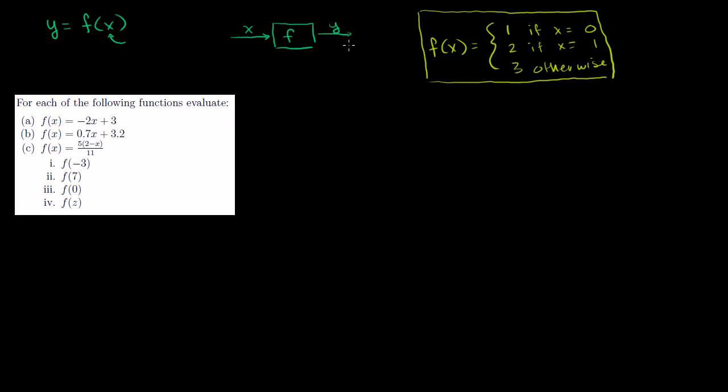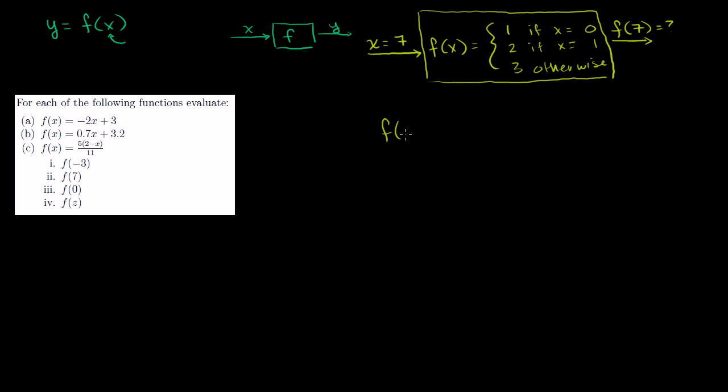So now if I pick x is equal to 7, what is f of x going to be equal to? What is f of 7 going to be equal to? So I take 7 into the box. You can view it as some type of a computer. The computer looks at that x and then looks at its rules. It says, OK, x is 7. Well, x isn't 0, x isn't 1. I go to the otherwise situation. So I'm going to pop out a 3. So f of 7 is equal to 3.